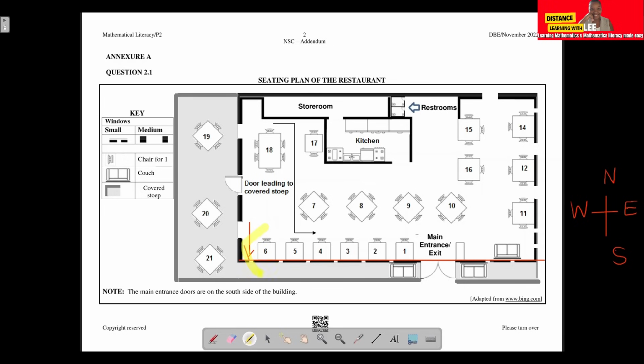If you count, you'll see that you've got 1, 2, 3, 4, 5, 6 seats. I'm just highlighting the whole thing, but we can also do this so that you see the seats that are directly facing the south wall: 1, 2, 3, 4, 5, 6. These seats are facing the south wall because we are told that this wall here is the south wall. So those seats are facing the south wall. That's the first answer that would be accepted.